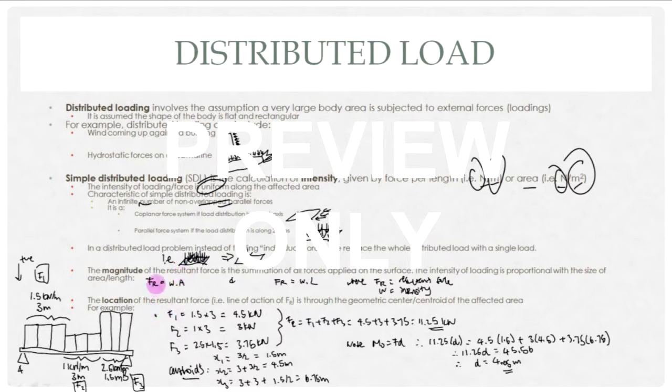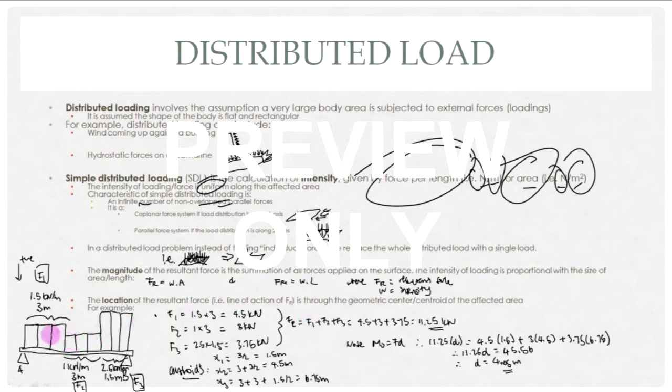So in other words, the resultant force Fr equals wA, or Fr equals wL, with w being the intensity, A being the area, and L being the length. Remember, w is intensity, and this is effectively Fr over A, which is force per area, or Fr over L, which is force per length. The location of the resultant force, that is the line of action of Fr, is through the geometric center, or the centroid, of the affected area.